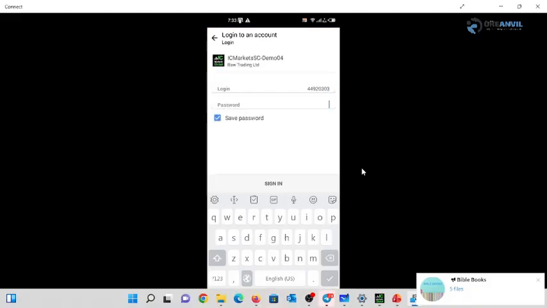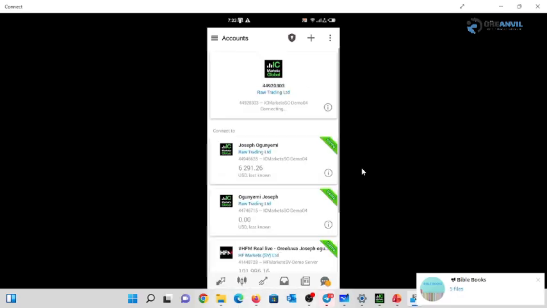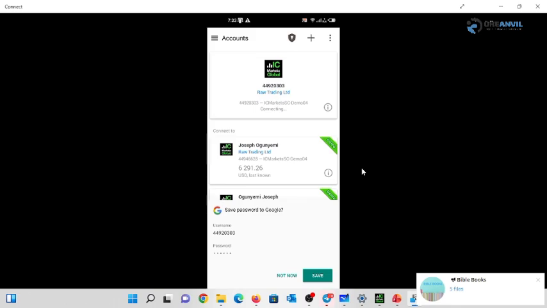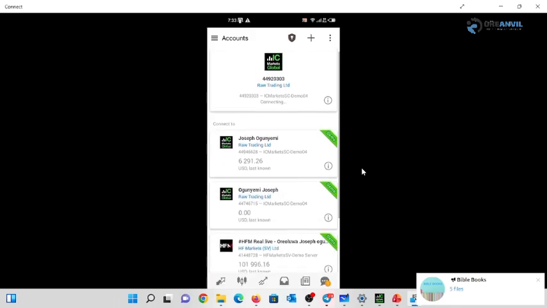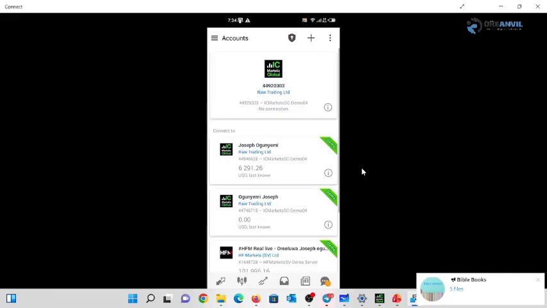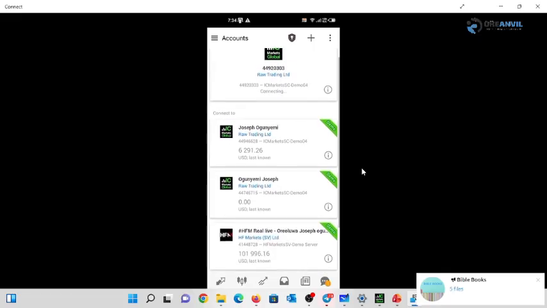This is how we connect our trading accounts to our brokerage accounts to our MT4. So that is how we connect our brokerage account to our MT4. So currently now it's connecting. It said no connection. Before you know, it's going to bring connection.